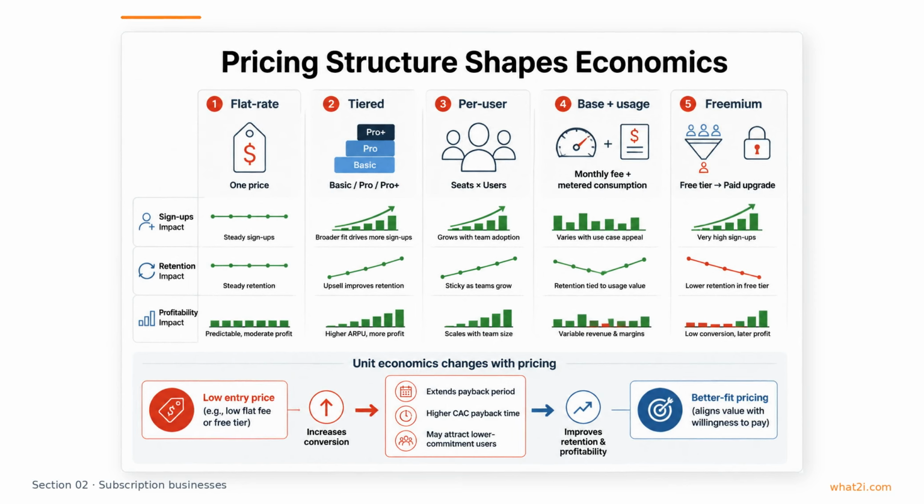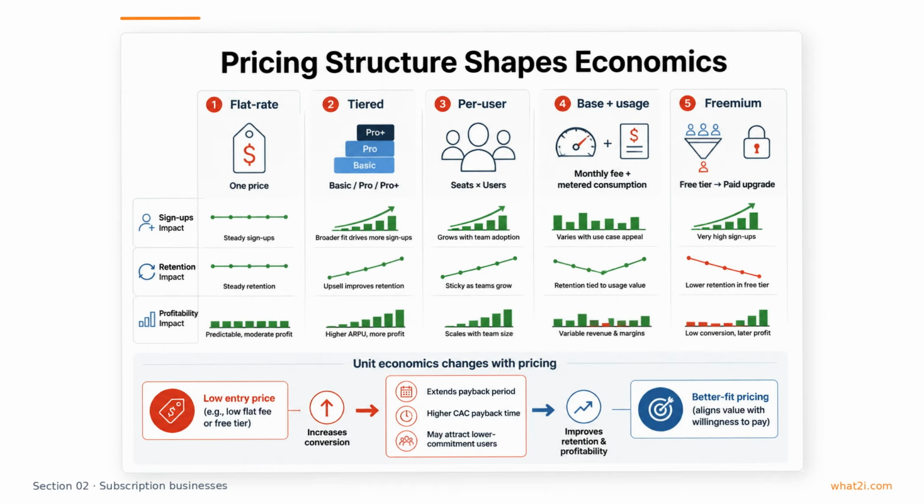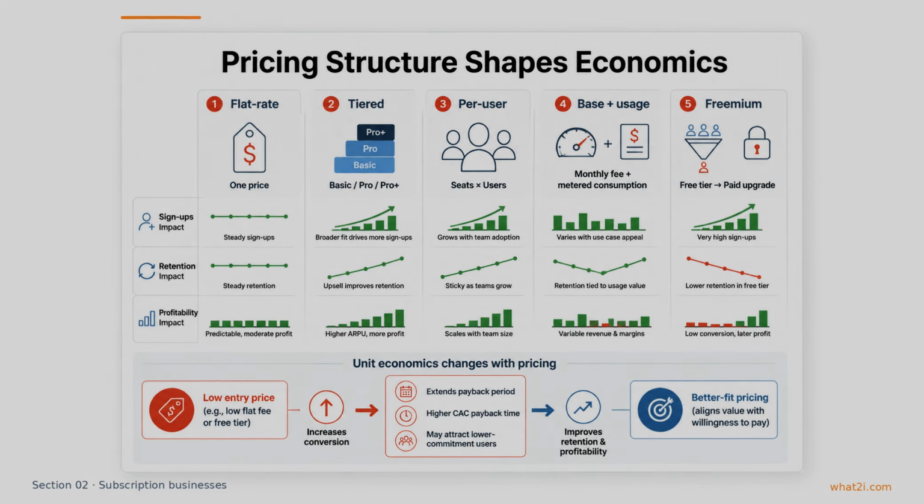Per user pricing works well when value grows with team size, especially in business software. A base fee plus usage charges can align price more closely with customer value, though it may also make bills less predictable. Freemium can drive signups quickly, but it only works when enough users convert and the free tier does not become an expensive permanent habit.